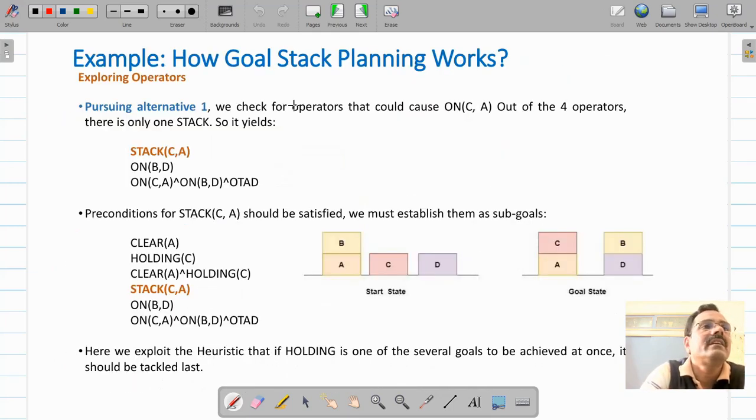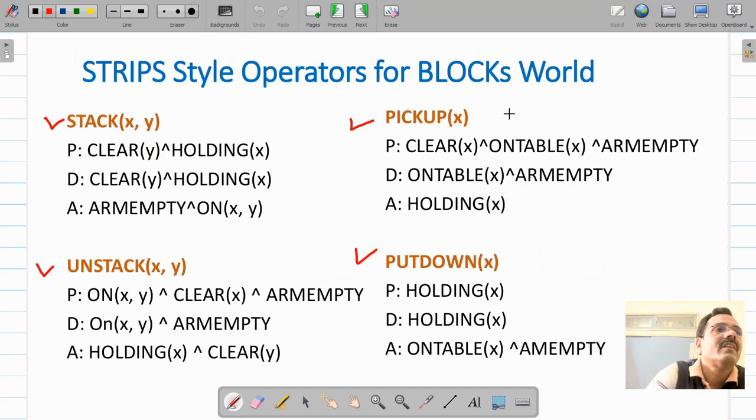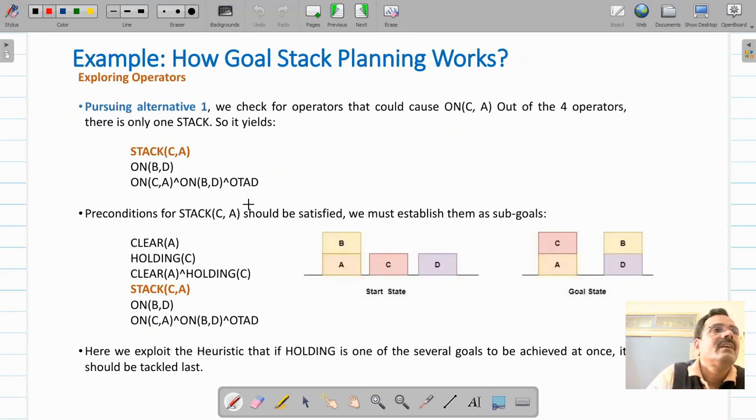In this alternative 1, first we will have to satisfy that C is on A. We have four operators, so find out which operator will give you on C A true. You will have to go to the add list and find out where on C A will be true. Stack is one of the operator actions that you can perform. After performing this stack action, you will get on x y true. What we will have to achieve is stack C A.